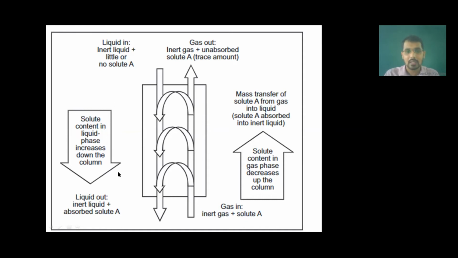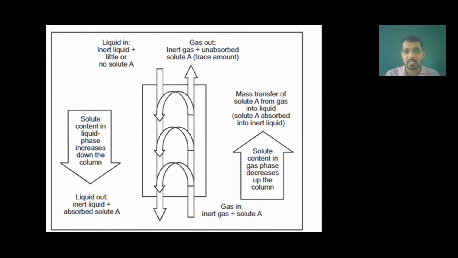But in the outlet stream you can see liquid out, inert liquid as it is plus absorbed solute A, meaning whatever solute was present in the inlet gas stream gets absorbed into the outlet stream of the liquid. Similarly, this is the inlet stream of the gas, gas in, which has some inert gas. Inert means unreacted, and whatever amount of gas is present in the inlet stream will be present in the outlet stream as well. So gas in consists of inert gas plus solute A.